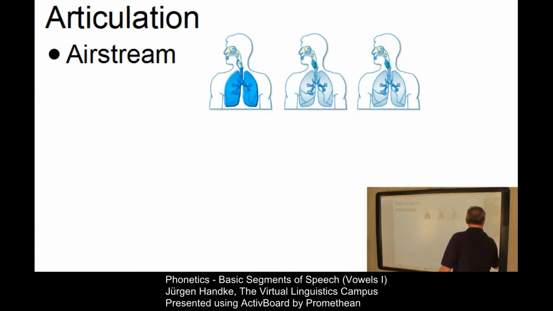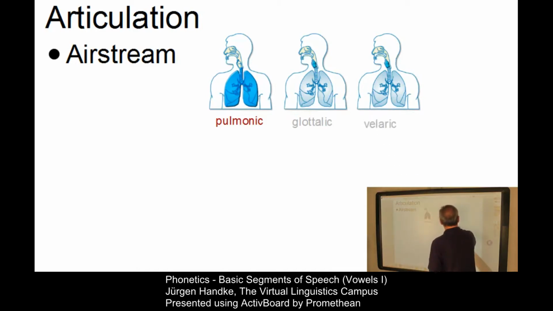Vowels are speech sounds that involve pulmonic air and a free air passage to the vocal tract. They cannot be produced with glottalic or velaric air, so these two types of air stream are clearly out in the production of vowels.